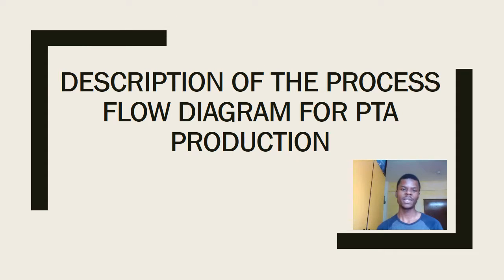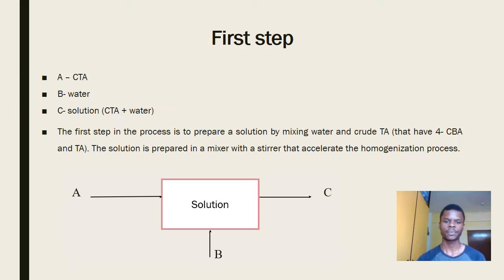Hello, my name is Moises. I'm from Group 2, and I'm here to talk about the description of the process flow diagram for PTA production. For the first step, we have the preparation of the solution, where we add solid CTA with water in the mixture with the stirrer. So we produce the solution of CTA. The stirrer present in the mixture is to accelerate the homogenization process.